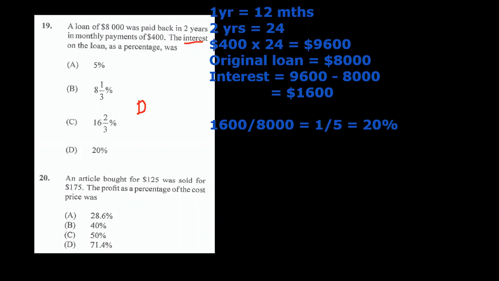Let's look at question number 20. An article bought for $125 was sold for $175. The profit as a percent of the cost price was what? Now, if it's sold for $175, the profit is going to be $50. You'll see that? Because 175 take away 125 is $50.